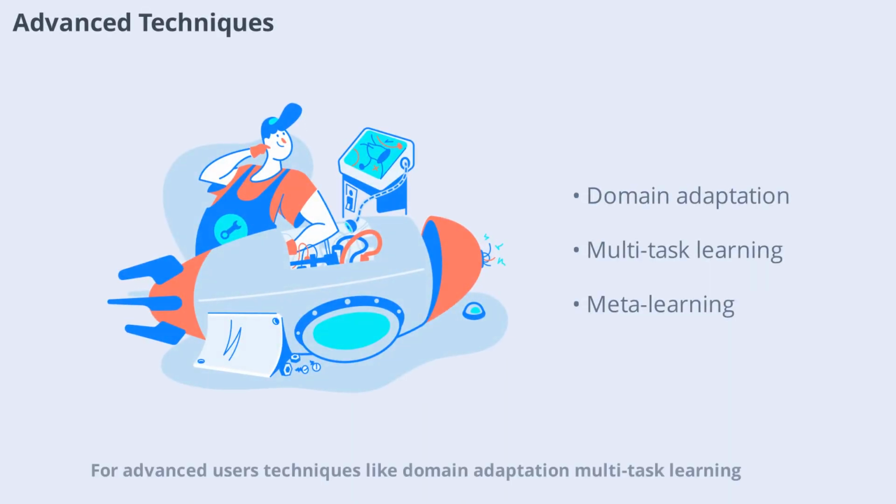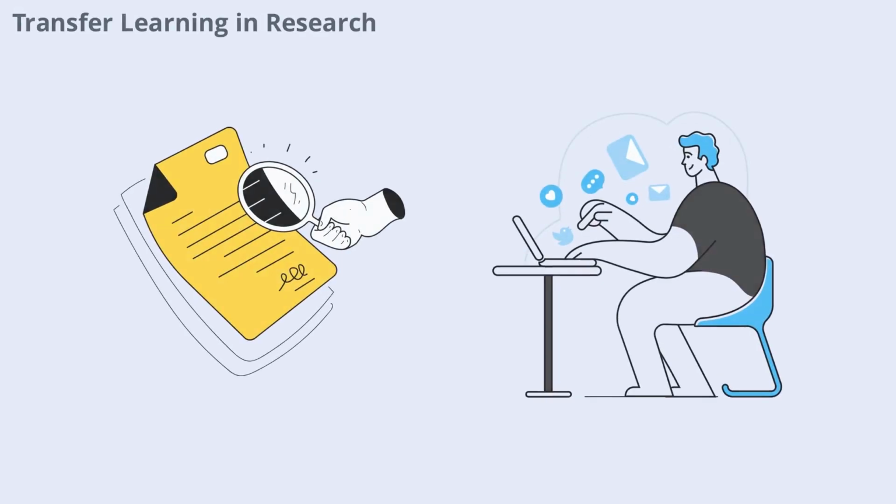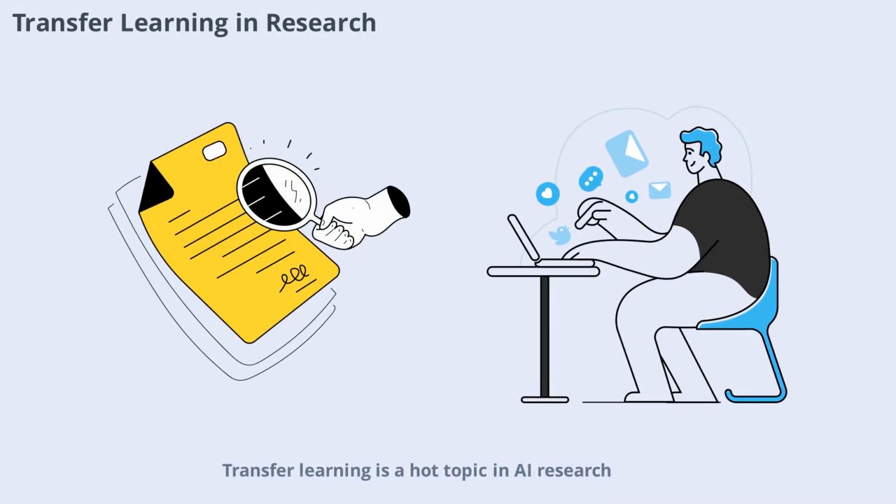For advanced users, techniques like domain adaptation, multitask learning, and meta-learning can further enhance transfer learning. These approaches allow models to generalize across different domains or learn multiple tasks at once, pushing the boundaries of what's possible with AI. Transfer learning is a hot topic in AI research. Scientists are constantly developing new methods to improve transferability and reduce the need for labeled data. By staying up to date with the latest research, you can apply cutting-edge techniques to your own projects.